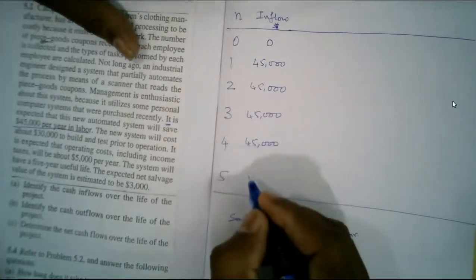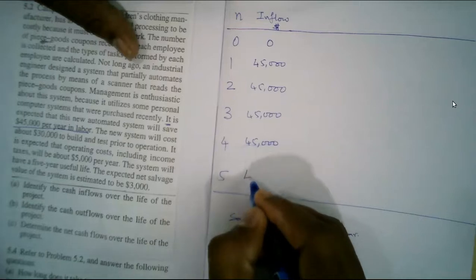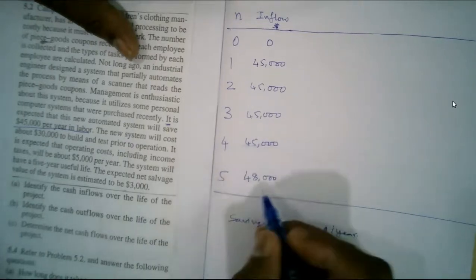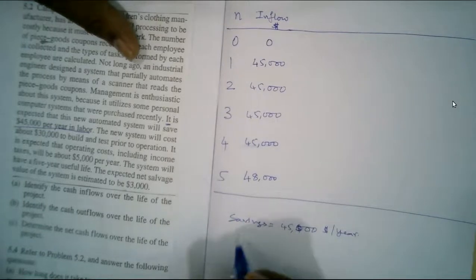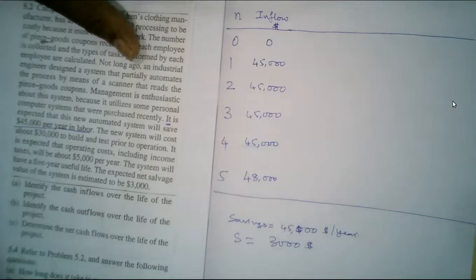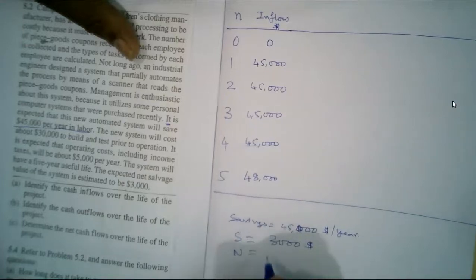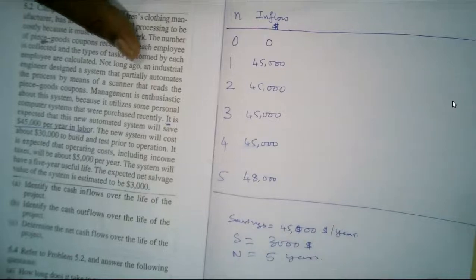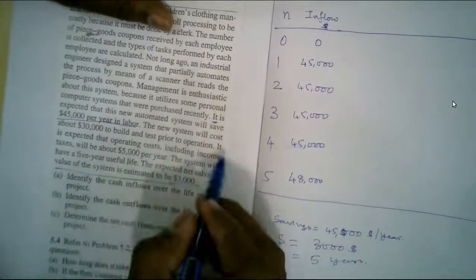So instead of 45, I will say 45 plus 3, so it is $48,000, including the salvage value. The salvage value is $3,000, and the life of the project is 5 years. So inflows we have written, and this we also considered.